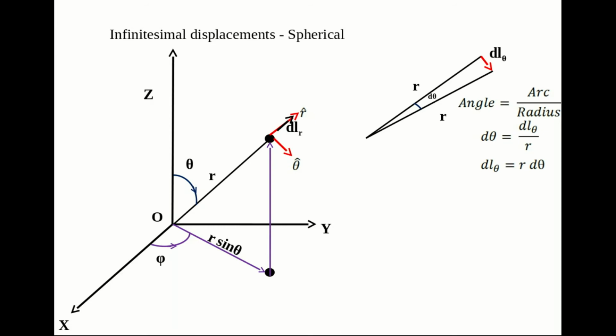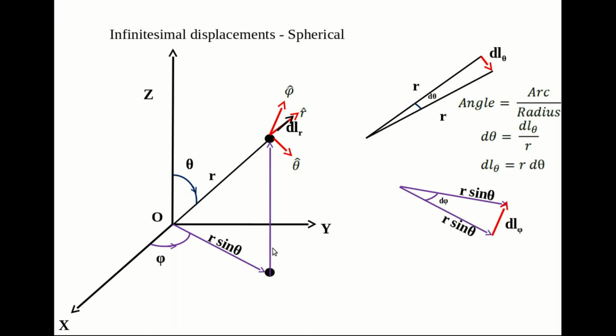Now consider phi cap direction. Infinitesimal displacement in phi cap direction is denoted by dl phi. Consider this vector r sin theta, which is moving a small distance in the direction phi. So there is no change in r or theta. The only change is in phi and this small change is denoted by d phi.